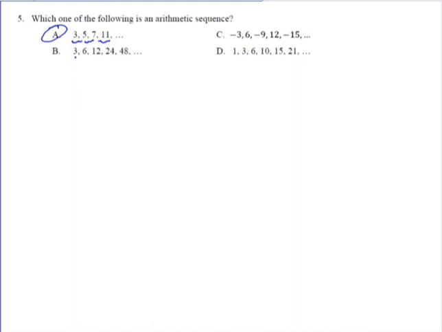You can see here 3 to 6, 6 to 12. There is no common difference between the consecutive terms. Minus 3 up to 6 is positive 9. 6 up to negative 9 is negative 15. So there is no common difference here. 1, 3, 3, 6. So there is no common difference. So our answer will be A.